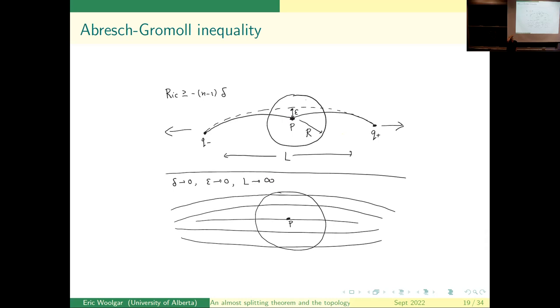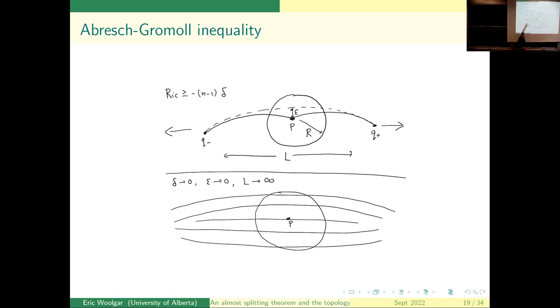The distance from Q minus to P, plus the distance from P to Q plus, is almost equal to the distance from Q minus to Q plus. That little epsilon, which I've used for too many purposes here, so this is a new epsilon, sorry, there you go. That little epsilon just indicates the little deviation that these things make from a line. So I'll call that an almost line. You take them a very large separation L apart. You take the Ricci curvature, where delta is the lower bound on that. It can be negative, but not too negative.